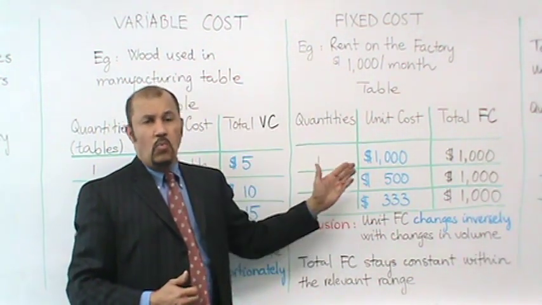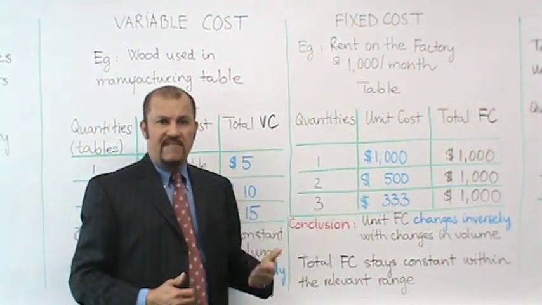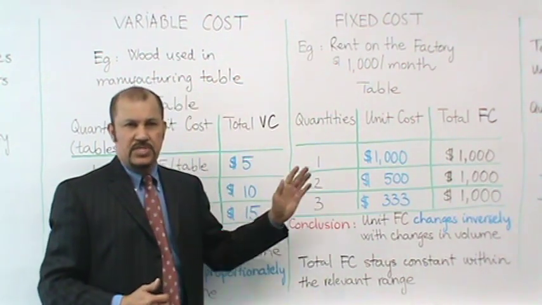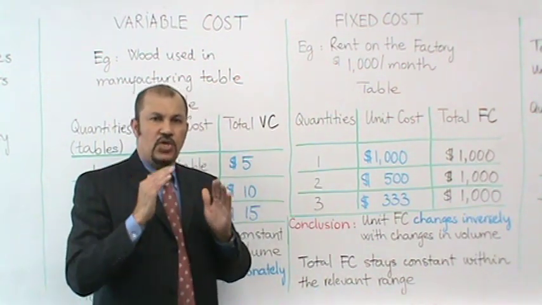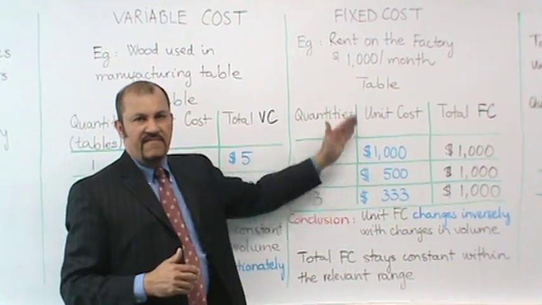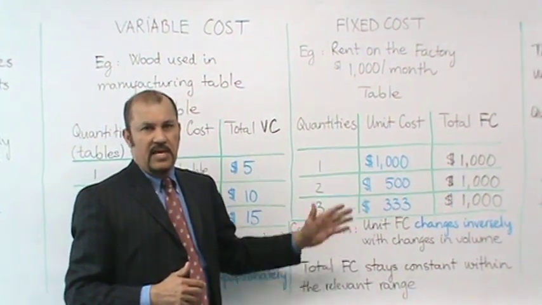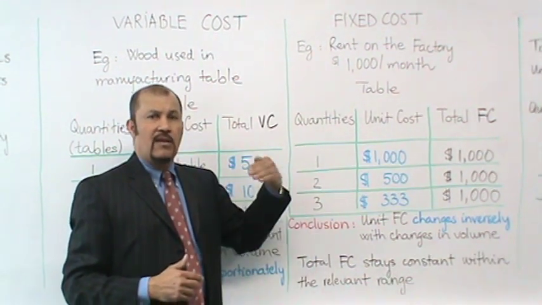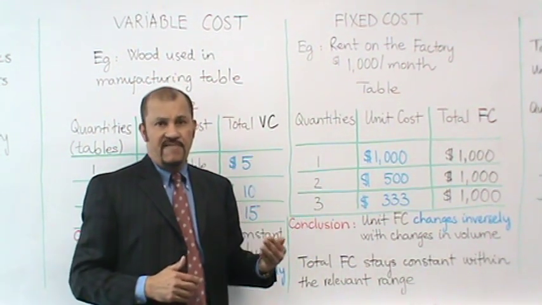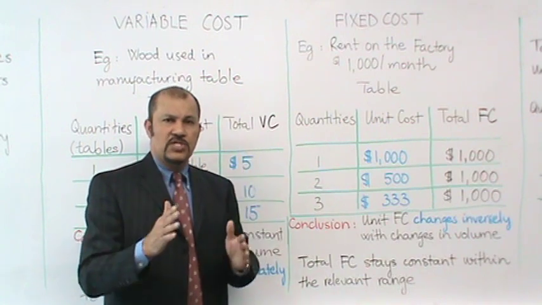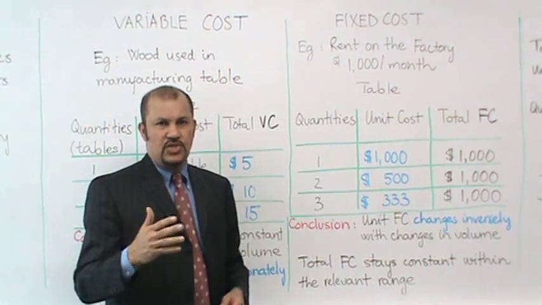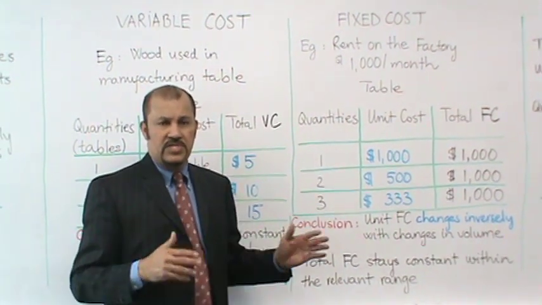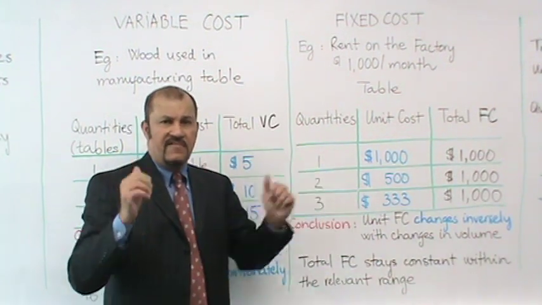Okay. So what conclusions can we draw about the behavior patterns of fixed cost from this example? Your unit fixed cost changes inversely with changes in volume. It was $1,000 first, then $500, then $333. But look at your total fixed cost. As I said before, and I repeat, your total fixed cost does not change with changes in volume. Stays the same, as within a relevant range.